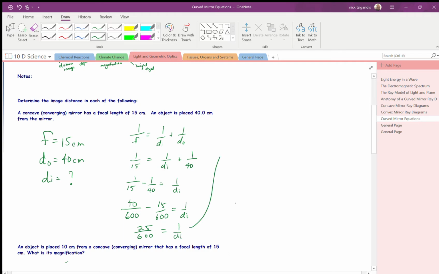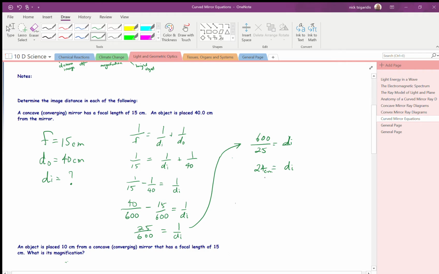So as a result of me just wanting di, I can flip both equations. So instead of 25 over 600, I'm going to do 600 over 25, which is equal to di over 1, which is just di. So then I can do some simple math. 600 over 25 is equal to 24, and that's in centimeters, is equal to di. So my image is 24 centimeters from my mirror.